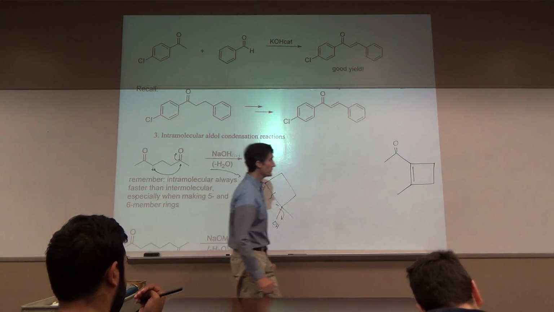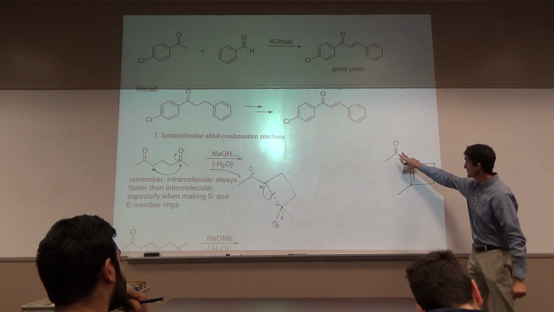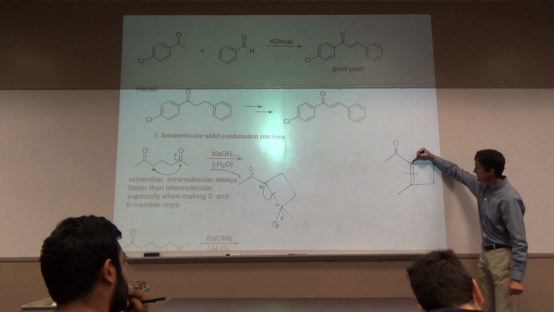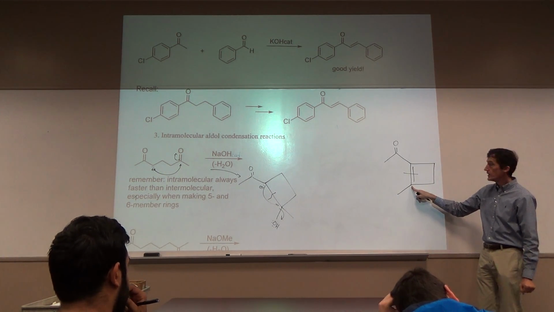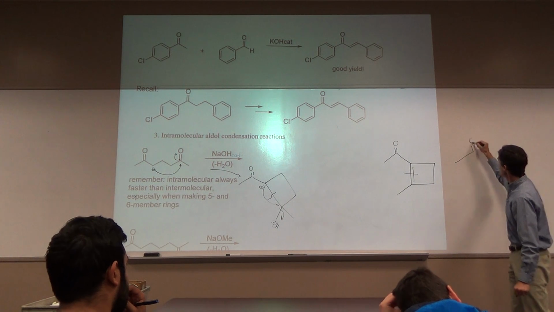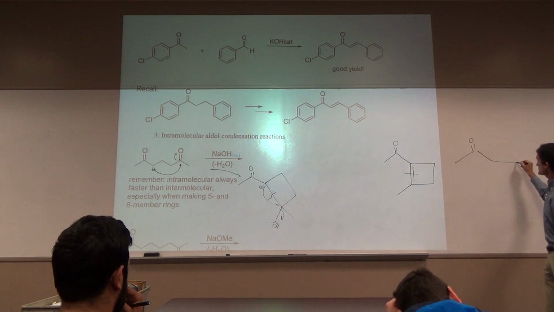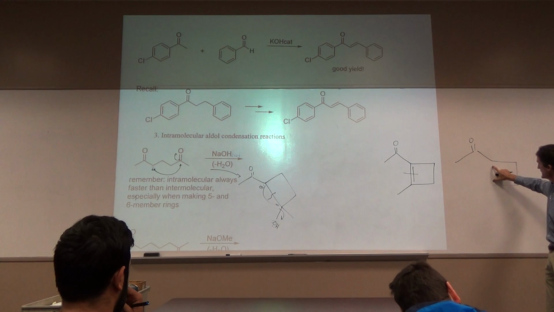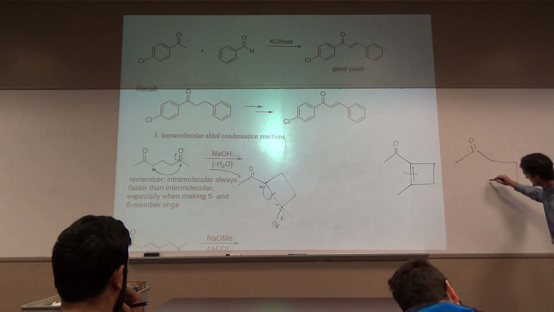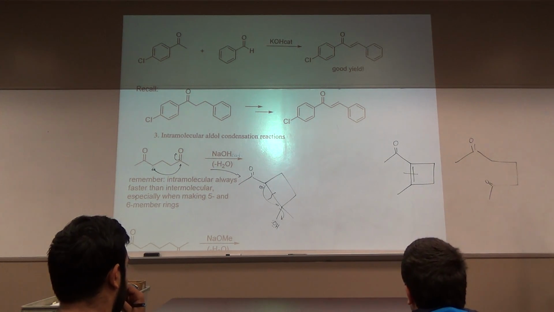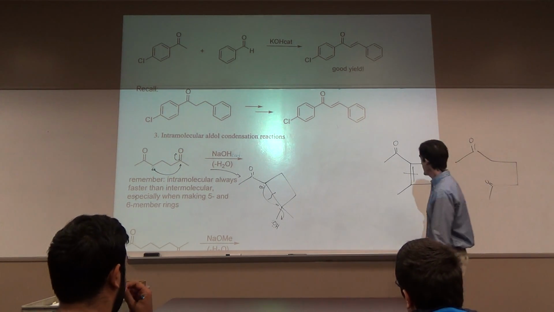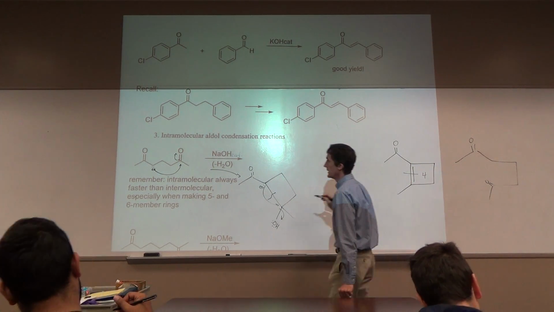Also, if you think backwards, remember the alpha beta unsaturated carbonyl, you break this too. This was originally what? Enolate. That was originally what? Carbonyl. So if you break it apart, that's enolate, this is carbonyl, and it's got a methyl. And if you do that, that's what we started with. Okay, so that's a 4-membered ring.